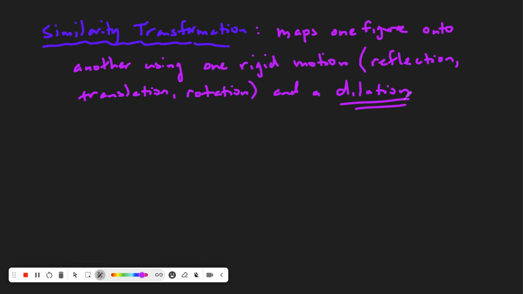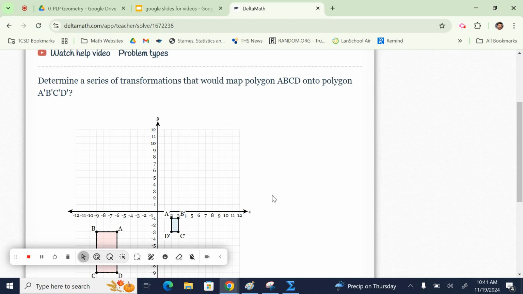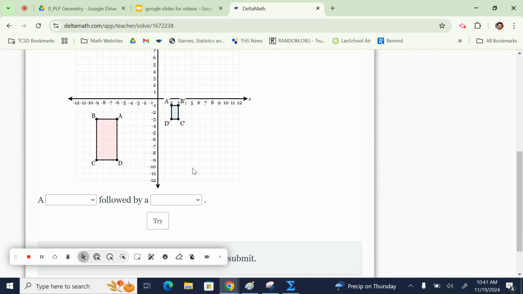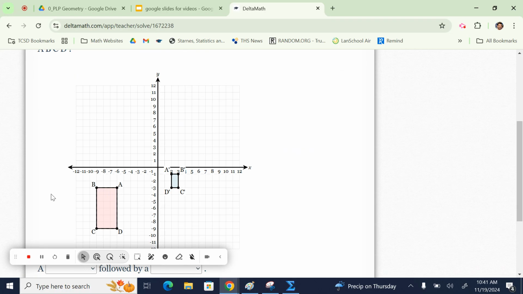So I'm going to walk you through an example of a Delta Math question you might see. It's to determine a series of transformations that would map polygon ABCD onto polygon A prime, B prime, C prime, D prime. Sorry, it's not a triangle, so you might get more than just triangles. So I need to line up A, B, C, D, and A prime, B prime, C prime. First of all, I would like these two figures to be in the same quadrant. Right now, the pre-image ABCD is on the left in quadrant 3, and A prime, B prime, C prime, D prime is in the quadrant on the right.